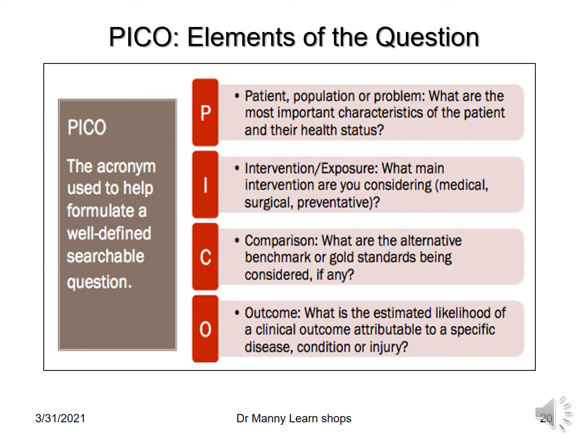P-I-C-O. P means patient related, population related or problem related. And what are the most important characteristics of those 3 components? Or the intervention. What's the main intervention that you're going to be considering? Comparison. What are the alternative benchmark or gold standards that are being considered, if any? The outcome. What is the estimated likelihood of a clinical outcome that's attributable to a specific disease, condition, injury or problem?